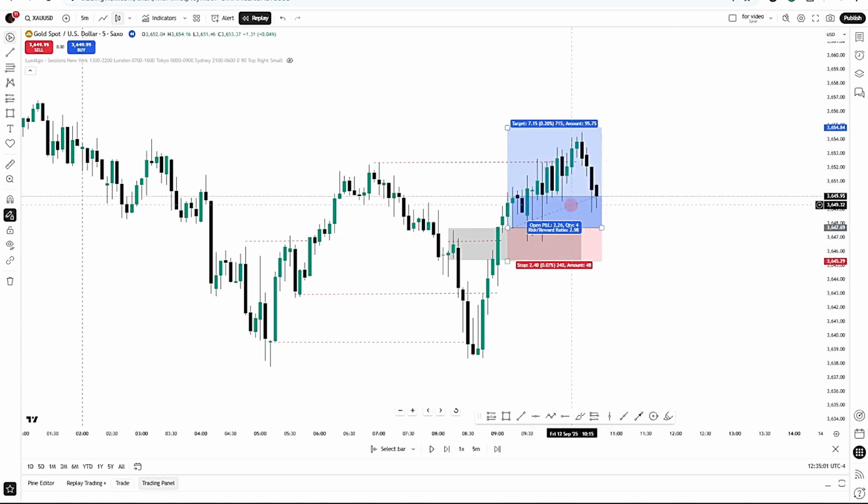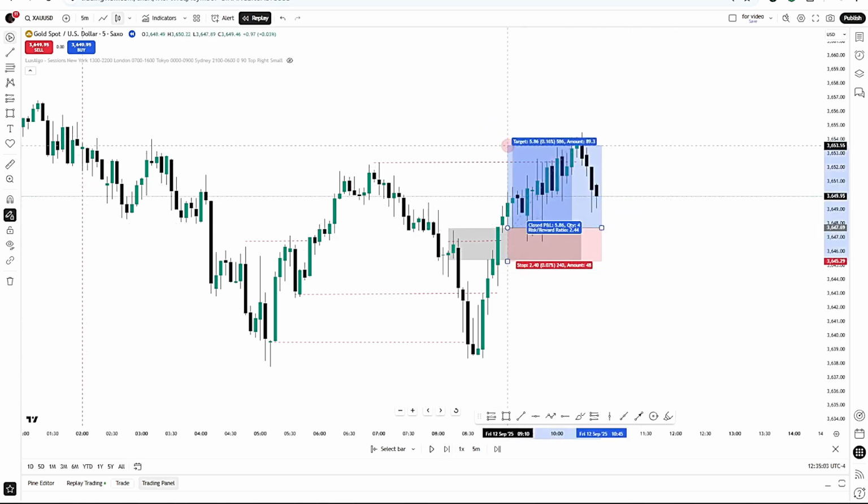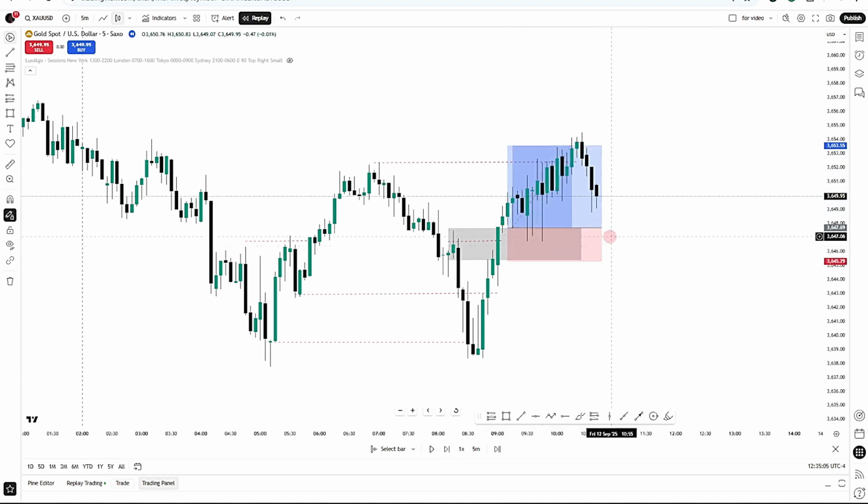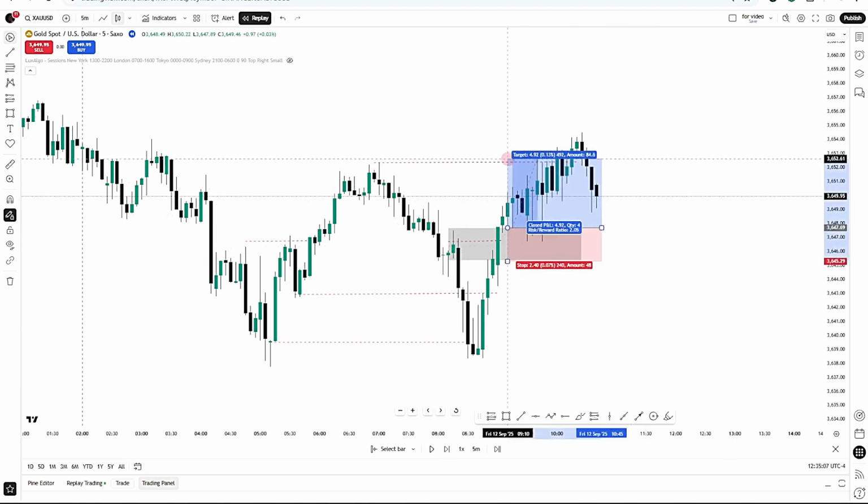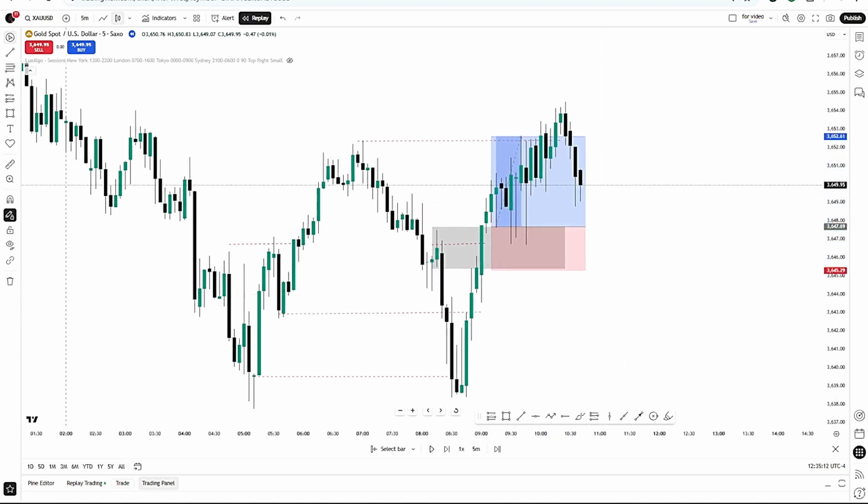Doesn't make it there, but if you go for a 1:2, I see that 1:2 hit at the tip of this high. So I've made my 1:2. I'm gone for the day.